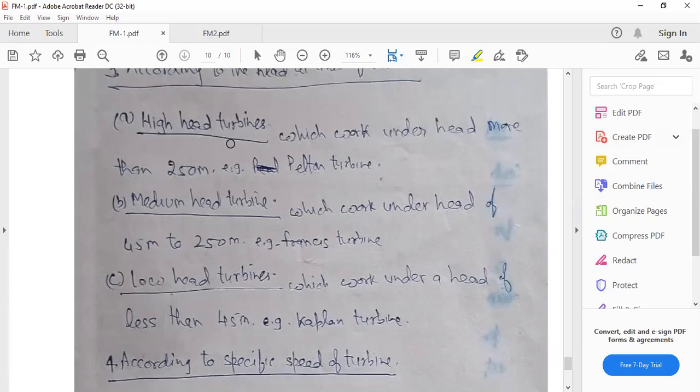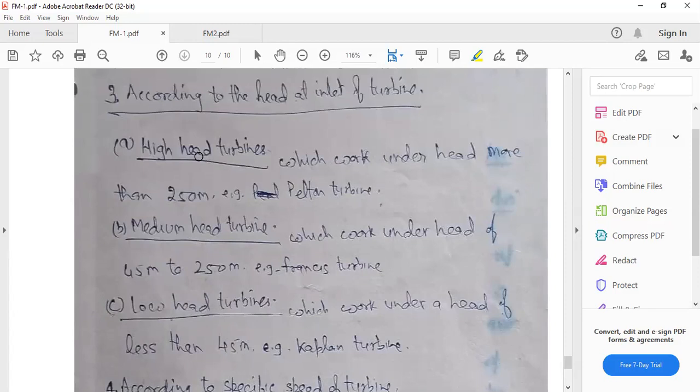Now their examples: Pelton turbine is a type of high head turbine. Medium head turbine, Francis turbine, and low head turbine, Kaplan turbine. These are three important turbines: Pelton turbine, Francis turbine, and Kaplan turbine. So Kaplan turbine is a low head turbine, Francis turbine is a medium head turbine, and Pelton turbine is a high head turbine. So this is the classification according to the head available at the inlet.